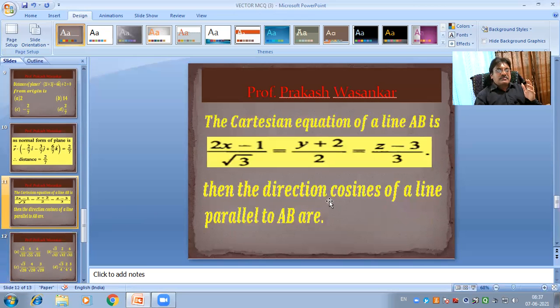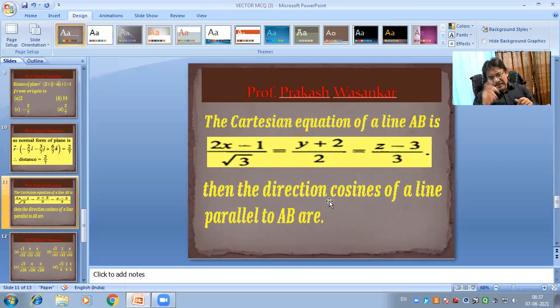So first, we understand the problem. The Cartesian equation of a line is given, that is line AB, whose Cartesian equation is given. Then we find the DCs, or direction cosines, of a line parallel to AB.